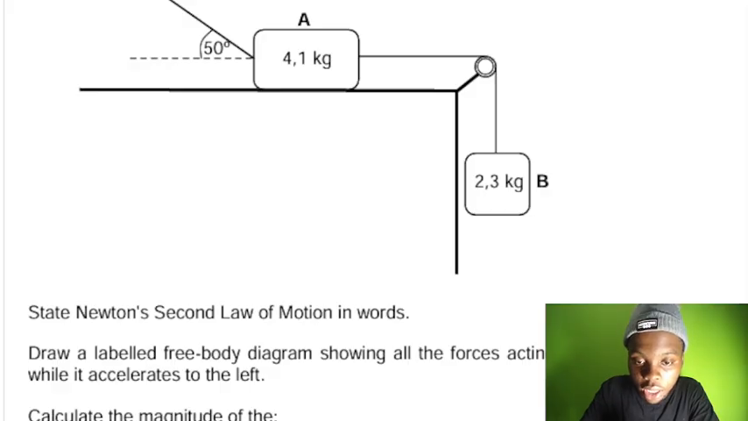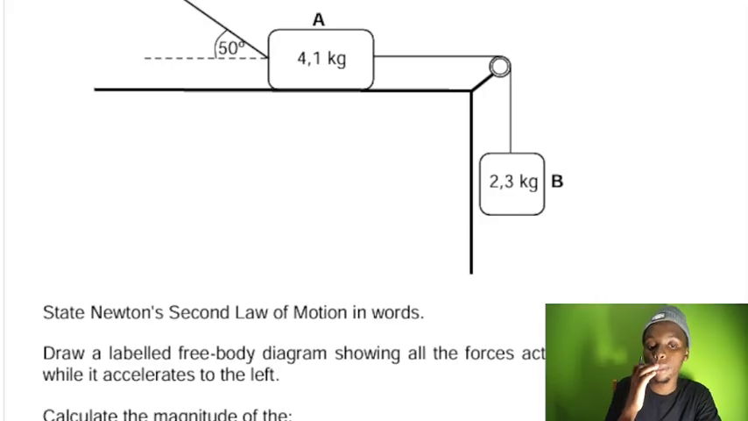Draw a labeled free body diagram showing all the forces acting on block A when it accelerates to the left. So block A, that's the 4,1 kg. We'll draw for both blocks. But now you see that there's a mark allocation. The mark allocation next to the free body diagram indicates how many forces you're going to have on your free body diagram. For a free body diagram, you use a dot. If it's a body diagram, you use a block. Free body, dot; body, block.